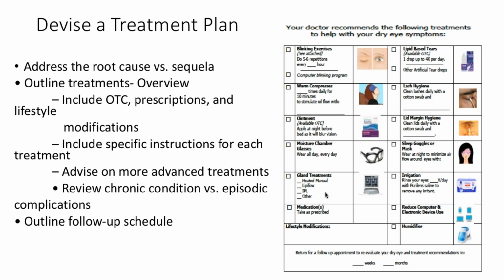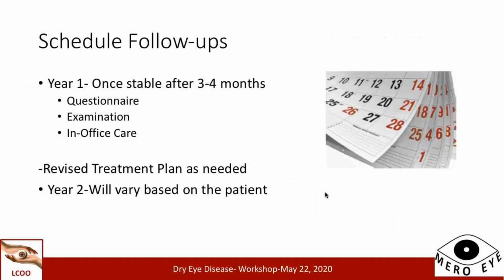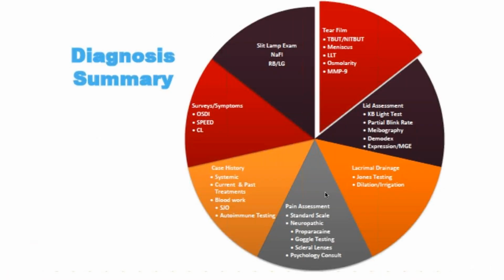Give it as written instructions to your patient and have a very good follow-up routine. So dry eye patients need to be followed up very closely. Once they are stable for the first 3 to 4 months, then you can call them every 6 months to 1 year, but definitely follow them up at least for a period of 2 years to ensure that you have made a change in their quality of life.